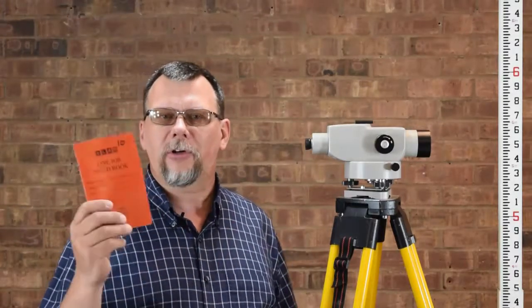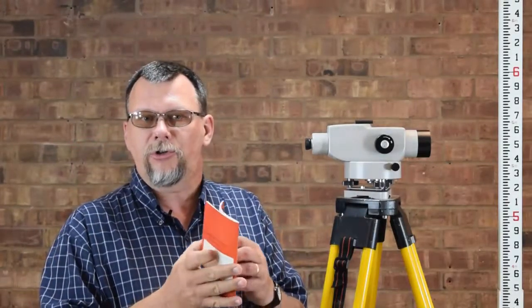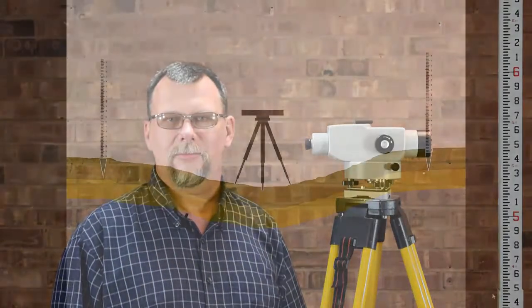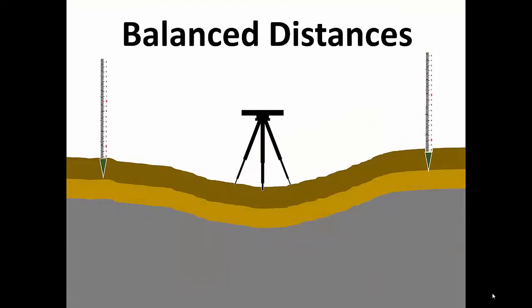Whenever you use an optical level, your first question about that instrument should be, is it properly calibrated? Keep a permanent record of your calibration notes. If the instrument calibration is over 1 year old, it's overdue for another check. Some professionals calibrate their levels monthly to ensure quality measurements. Use balanced distances to minimize the effects of possible calibration problems.